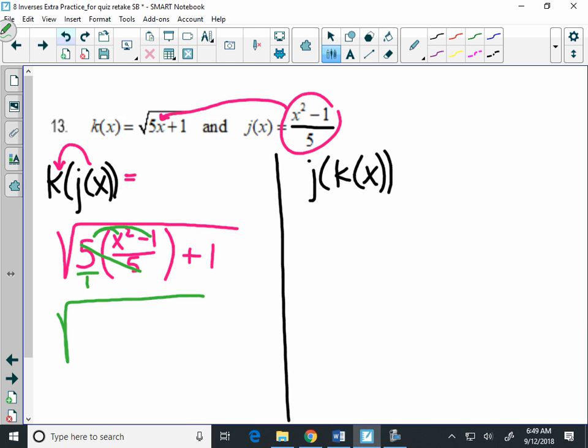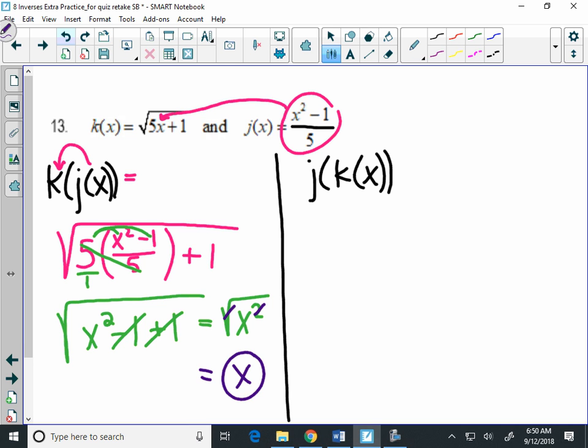Well, when those 5's go away, I get x squared minus 1 plus 1. Again, the next correct step here is to simplify that. Negative 1 and positive 1 becomes 0, and you get the square root of x squared. This is finally when you are allowed to say, oh, that square root and the square are inverses of each other, and your final answer is going to be x. Until that step, you are not allowed to cancel off the square and the inverse.